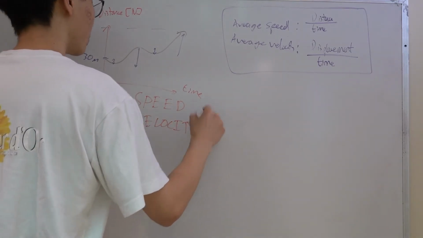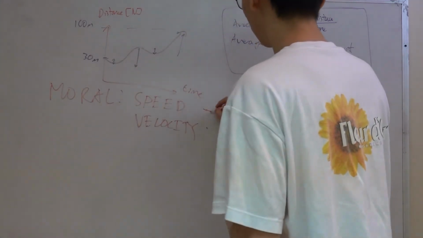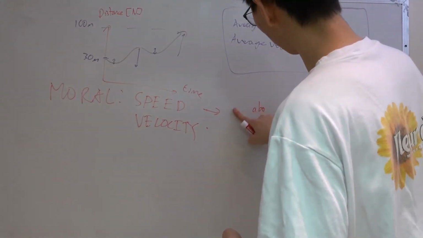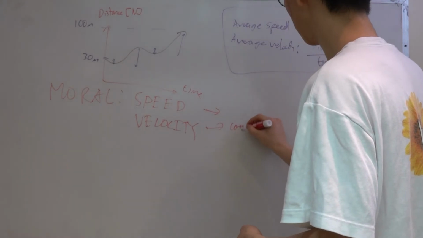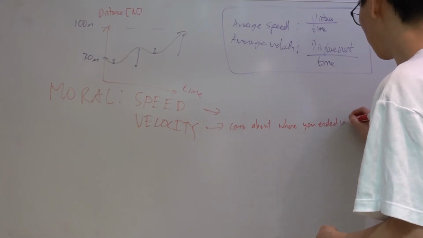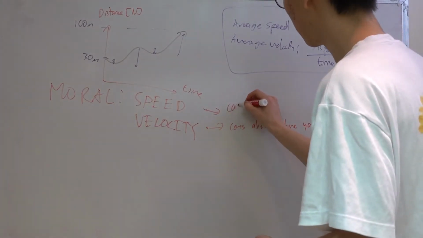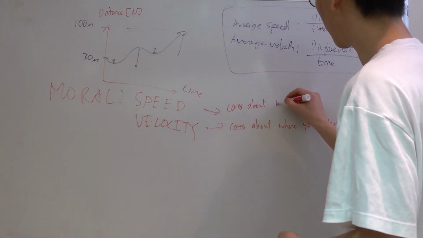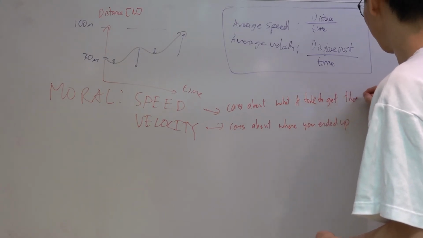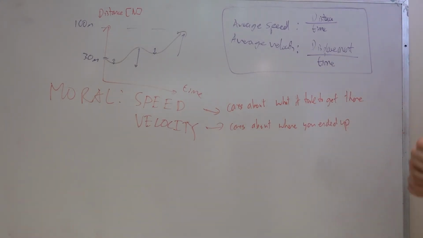The difference between the two is, speed cares about where... sorry, it's the other way around. Velocity cares about where you ended up, and speed cares about what it took to get there. You can make some sort of philosophical life story for yourself in order to remember them, but all that matters is that you remember them. Okay? These are terms that you must memorize. These are definitions that you must memorize.